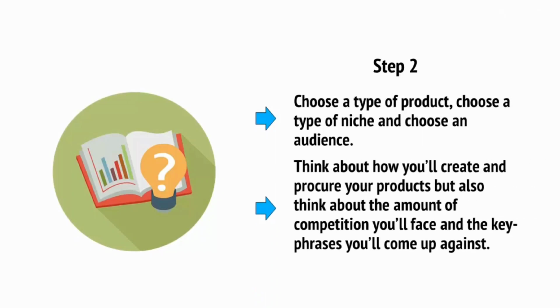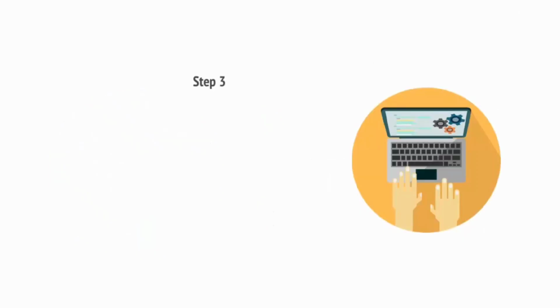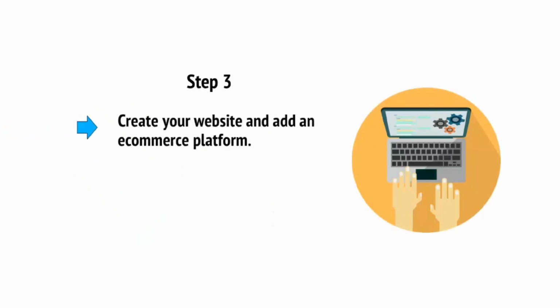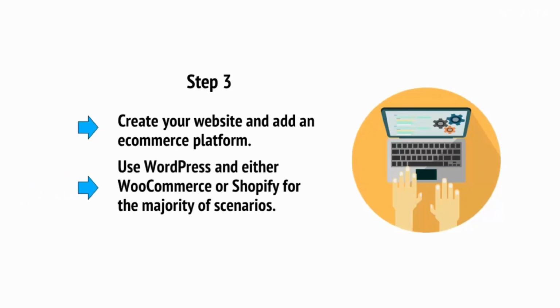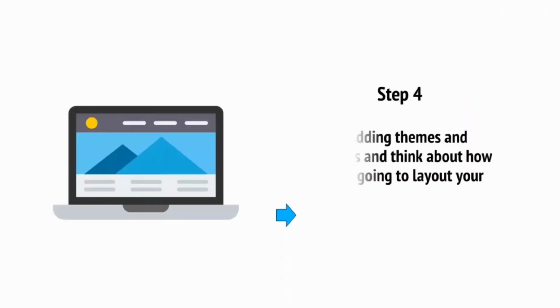Think about how you'll create and procure your products, but also think about the amount of competition you'll face and the key phrases that you'll come up against. Step number 3. Create your website and add an e-commerce platform. Use WordPress and either WooCommerce or Shopify for the majority of scenarios. Step number 4. Start adding themes and plugins and think about how you're going to lay out your site.